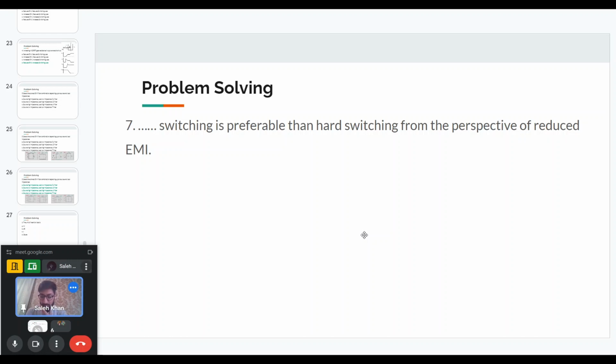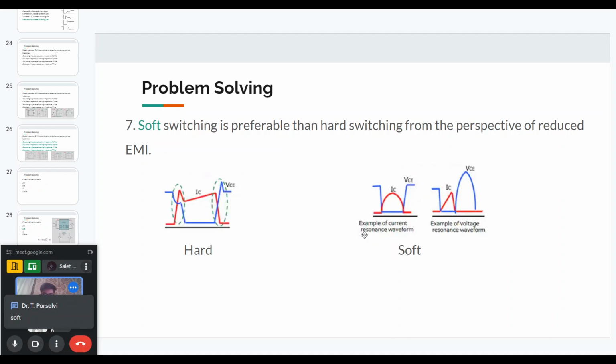And lastly, this is the last question that we have. What kind of switching is preferable? It's a fill in the blank question: dash kind of switching is preferable to hard switching from the perspective of reduced EMI. And yes, we talked about this briefly, so now let me try to explain it slightly more. Soft switching is preferable to hard switching from the perspective of reduced EMI.